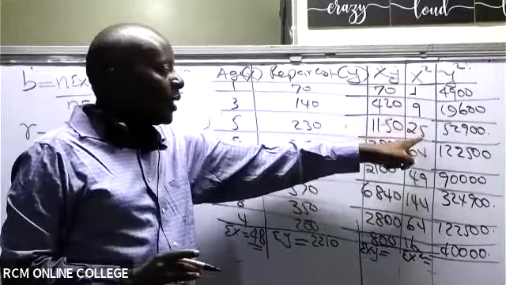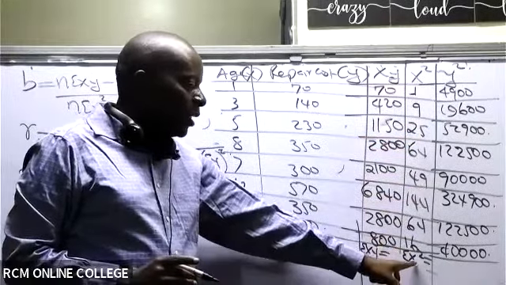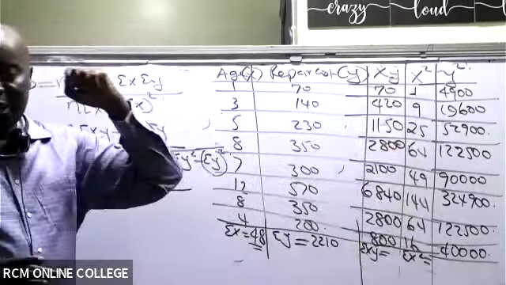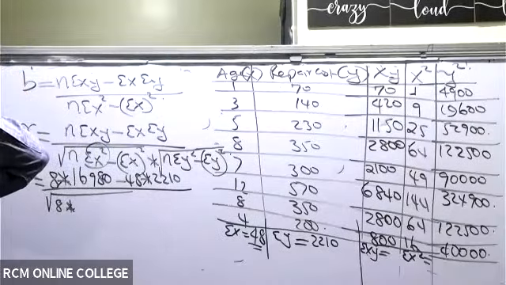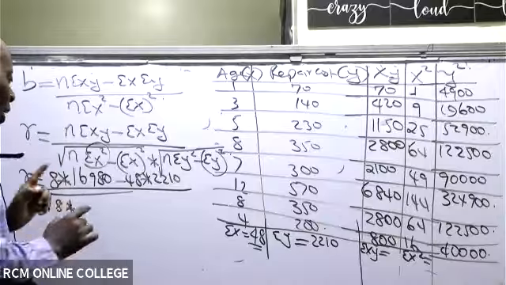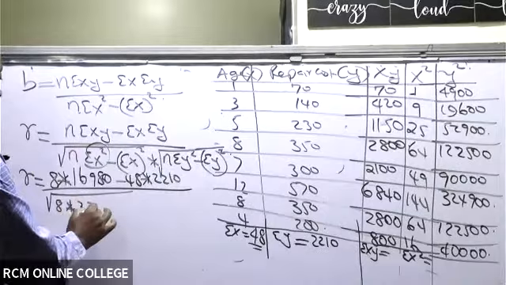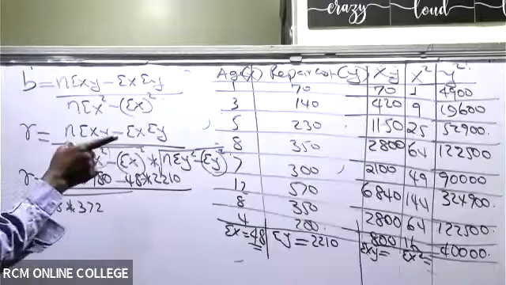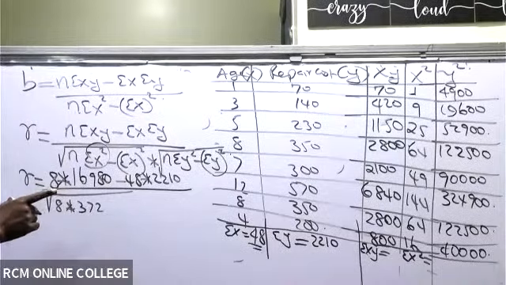Is there any ninja that can remember the figure that we had for summation of x squared? I'm being told it was 372. Thank you very much, Laura, for reminding me. So 372. Don't square again, because that figure comes already squared.